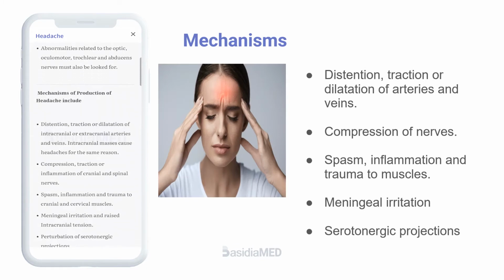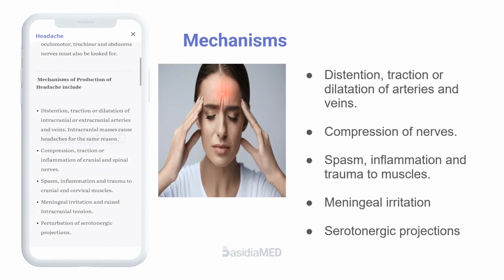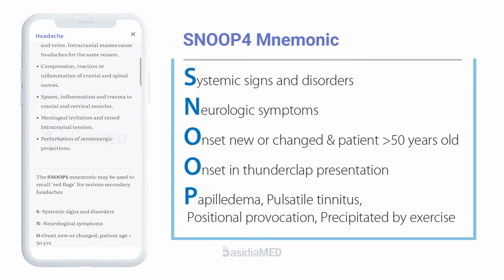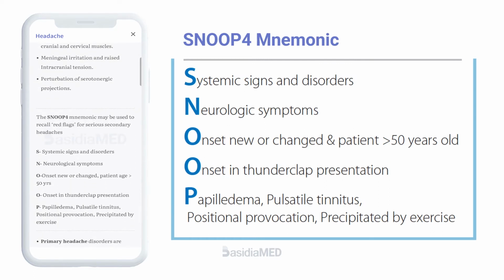Mechanisms of production of headache include distension, traction, or dilatation of intracranial or extracranial arteries and veins. Intracranial masses cause headaches for the same reason. Compression, traction, or inflammation of cranial and spinal nerves. Spasm, inflammation, and trauma to cranial and cervical muscles. Meningeal irritation, and raised intracranial tension. Perturbation of serotonergic projections. The SNOOP-4 mnemonic may be used to recall red flags for serious secondary headaches.